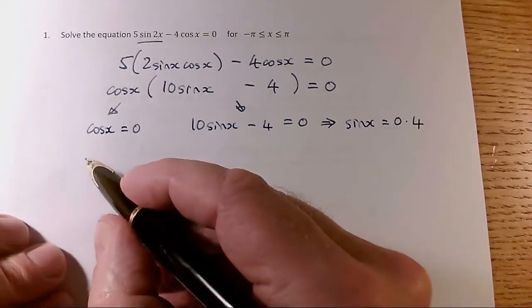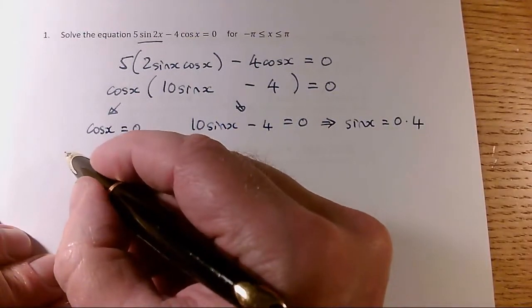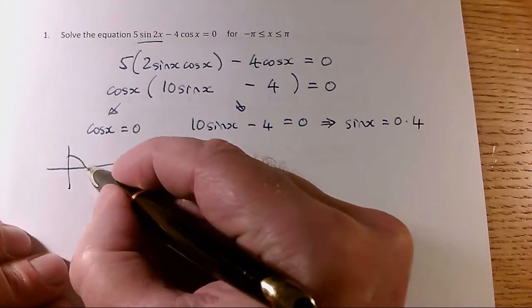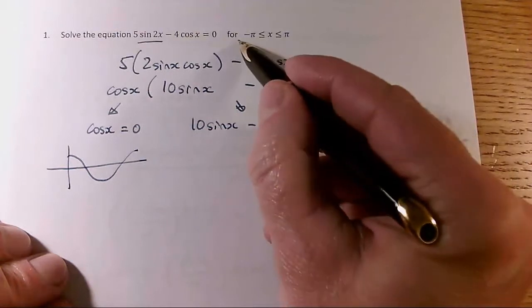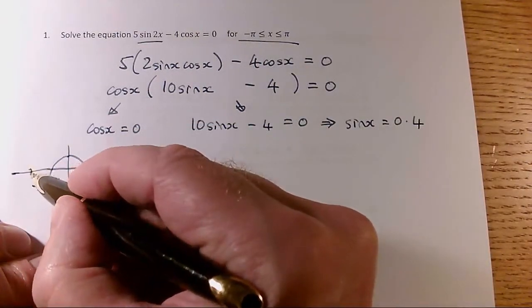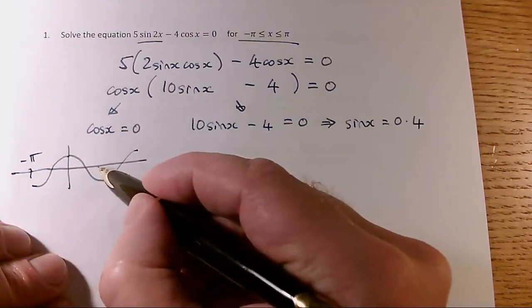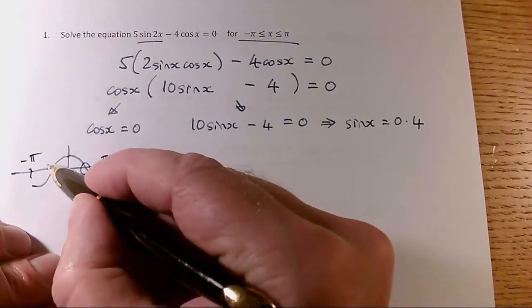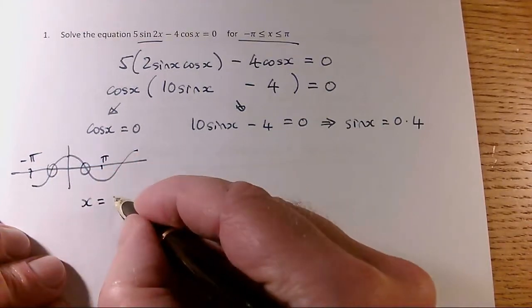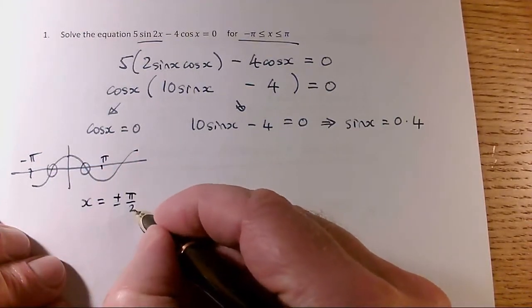So cos x equaling 0, you don't need a calculator, you don't need anything special except a cos graph. Cos looks like this. We're in the range minus pi to pi, so I maybe need to go back towards pi. Minus pi is there, pi is here. So I can see if I want cos x to equal 0, x is going to equal one of these two values. It's actually plus or minus pi by 2.